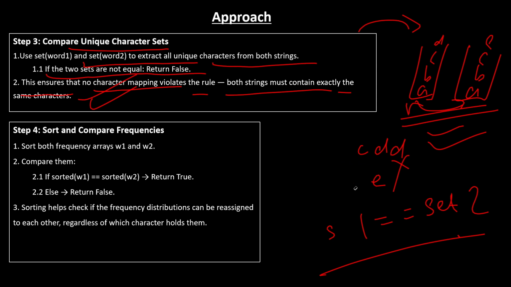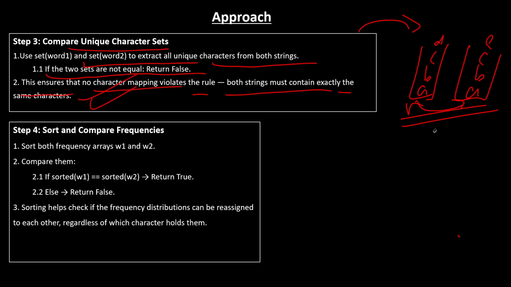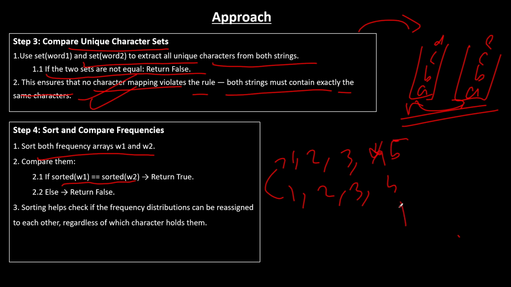After that, we sort the word frequencies which we stored, right? We sort the frequency arrays of word 1 and word 2 and compare them, because we want to check whether we are getting 1, 2, 3, 4 and 1, 2, 3, 4. So that we can swap their frequencies from characters of word 1 to word 2, which is basically performing operation 2. Like if at the end we don't have 4, we had 5, then this is not possible. Sorting helps check if the frequency distribution can be reassigned to each other regardless of which characters hold them.